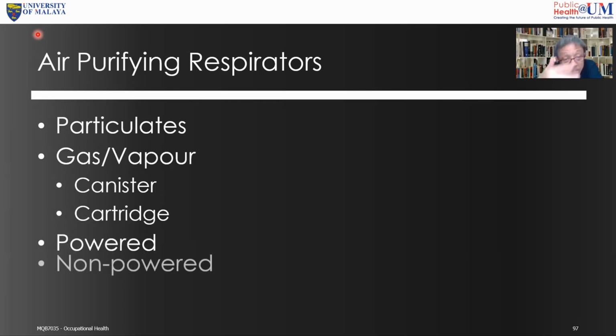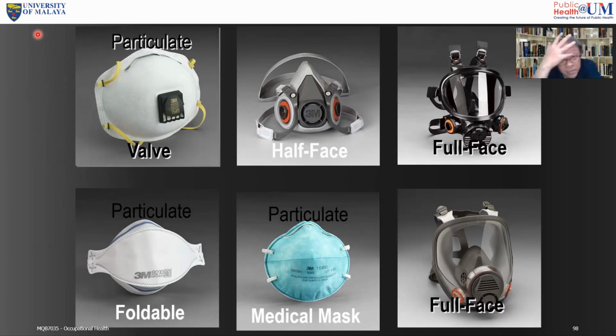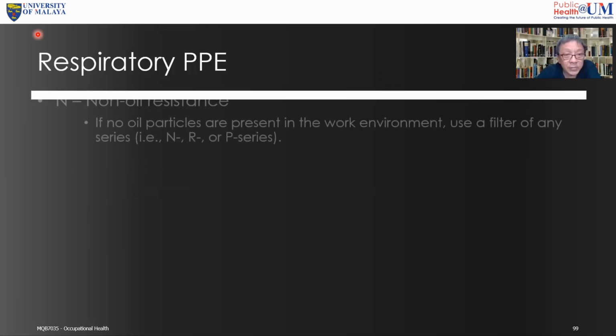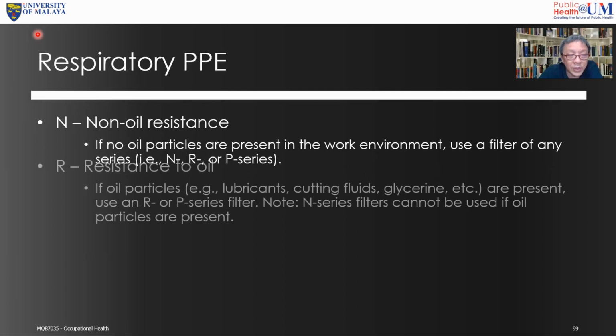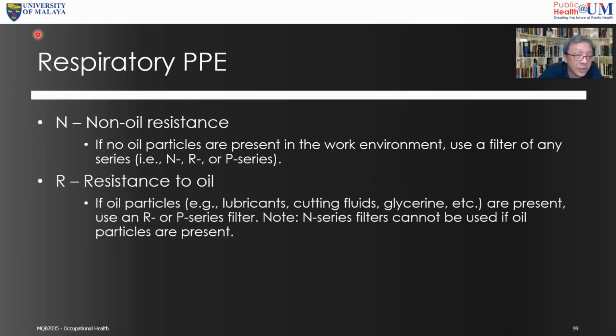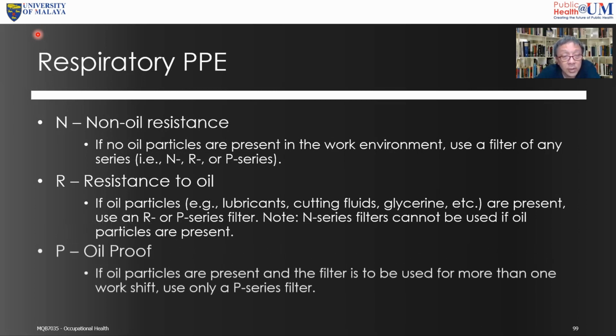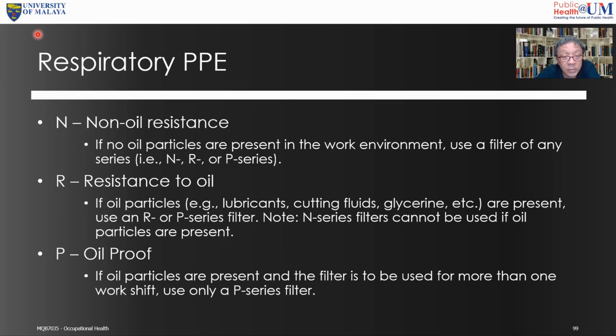It can be powered or non-powered. These are particulate filters, with half-face filters, full-face filters and foldable medical masks. All right, so these are some of the filters available. Respiratory PPE can be non-oil resistant. N is non-oil resistant, so when you say N95, it means non-oil resistant. R means resistant to oil, so you can use it in the oily area. And P is basically oil proof. It's more protective, but when you think you're using a better one, it means that your breathing becomes more difficult.